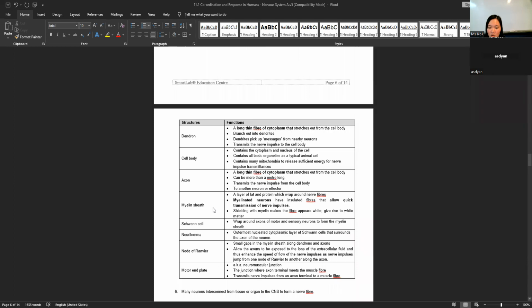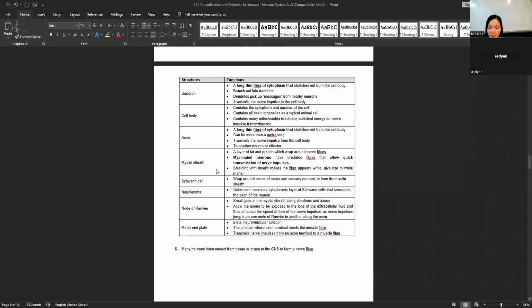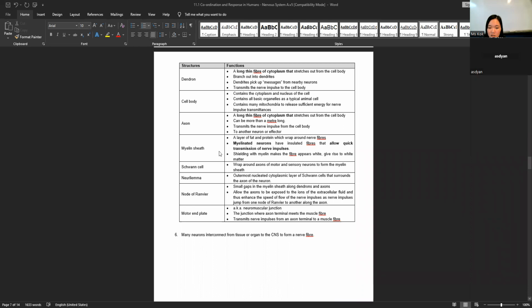Then we have the axon, a long thin fiber of cytoplasm that stretches out of the cell body, and is there to transmit the nerve impulse away from the cell body. Then we have the myelin sheath. Okay, myelin sheath is a layer of fat and protein which wraps around the axon. Okay, it insulates against the transmission of nerve impulse.